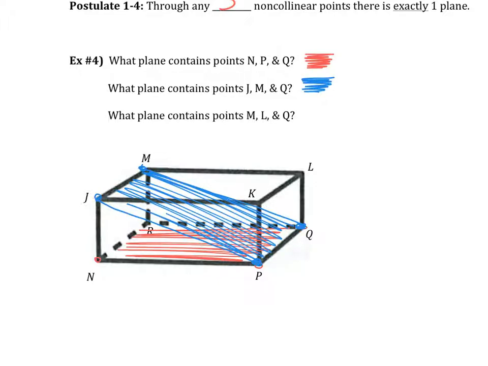And then the last one, M, L, and Q, which plane would that be? Front, back, left, right, top, bottom. It's the back plane. So that would be back here. All right, you have M, L, and Q. So here's M, here's L, here's Q. R would be your 4th point there. Questions on that?